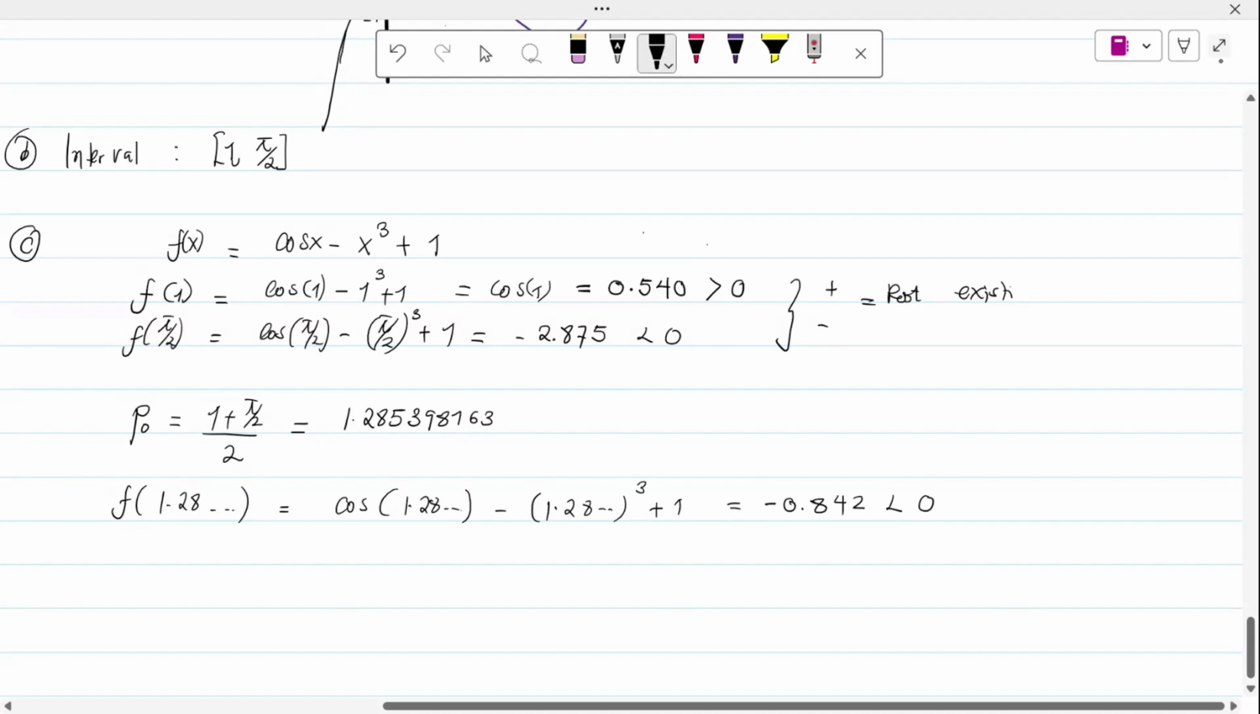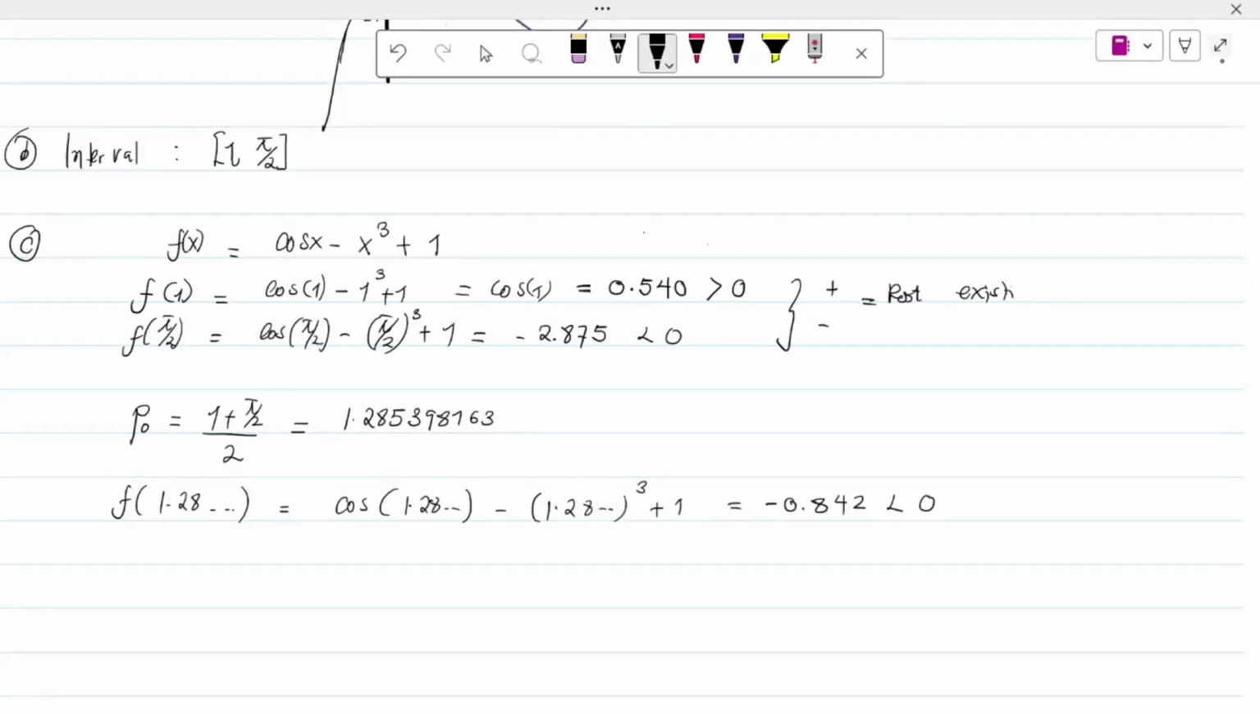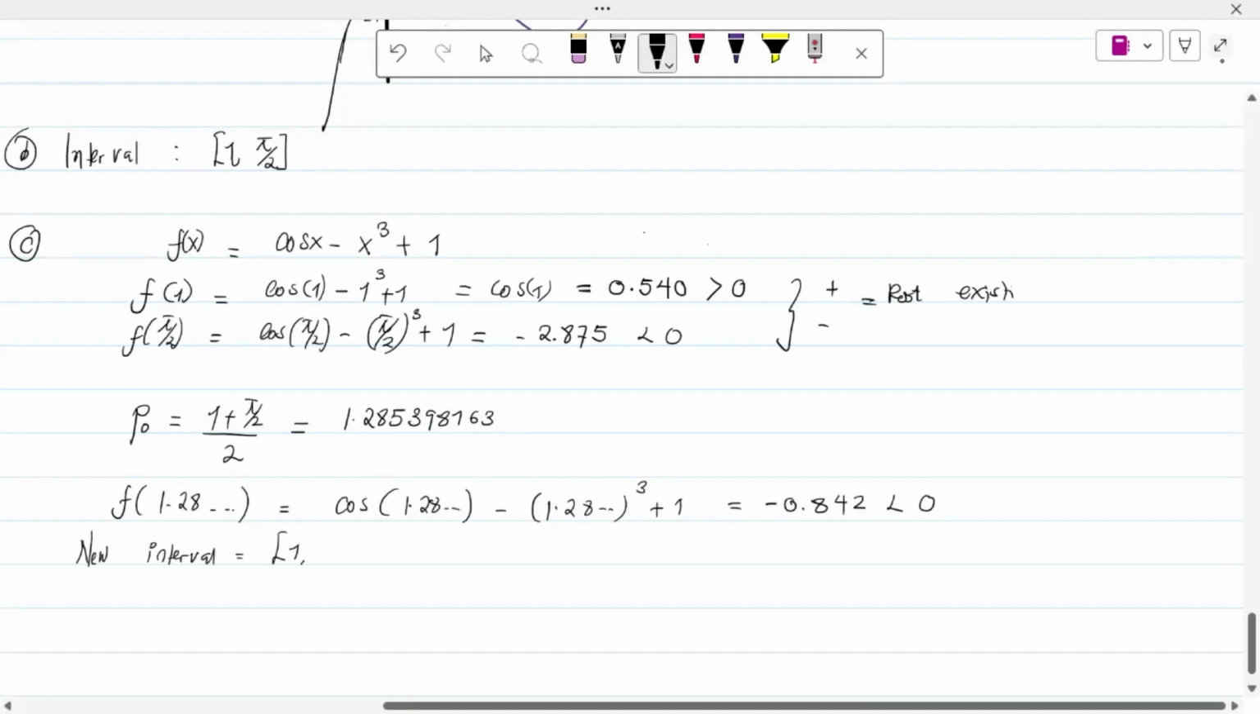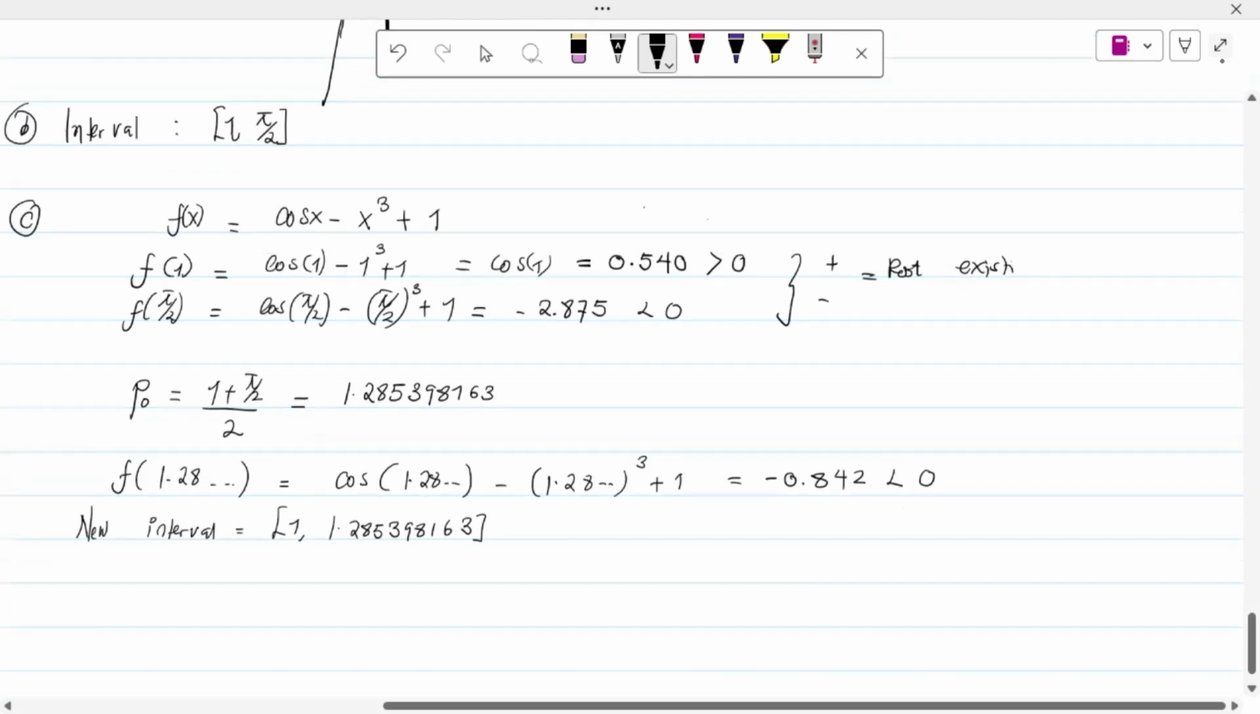So now we look at the interval that we had. 1 had given us a positive value. Pi over 2 had given us a negative value. So this pi over 2 has found a replacement, another value that gives us a negative value. So we'll have to update the interval. We replace pi over 2 with the new value that is giving us a negative, which is 1.28. So our new interval is 1 to 1.28539. This is our new interval.